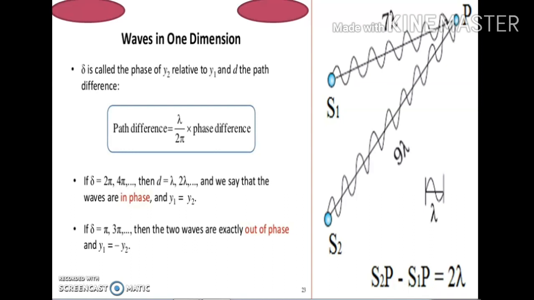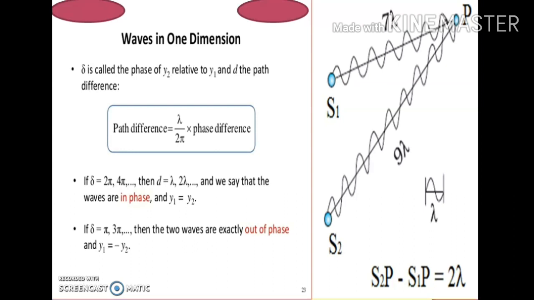I have also tried to explain it by figure number 2. In the picture you can see that the wave originating from source S1 and reaching point P covers 7 lambda, and the wave originating from source S2 and reaching point P covers 9 lambda. So you can easily write the path difference between the two, that is equal to 2 lambda. So the path difference between S2P and S1P will be equal to 2 lambda. So it would make you clear about the term path difference.